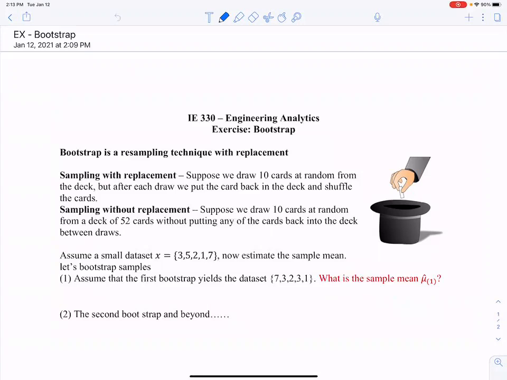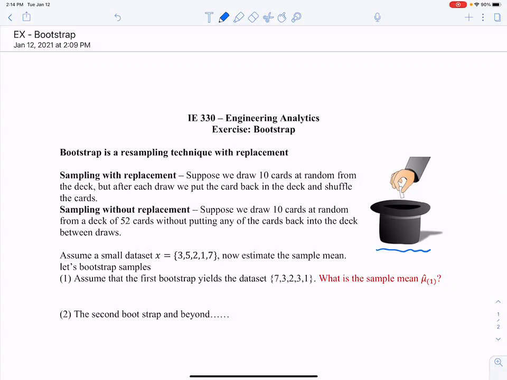With replacement means, suppose we draw 10 cards. So we put 10 cards in this hat. We can draw 10 cards at random from the deck. But after each draw, we put the card back in the deck and then shuffle the cards.